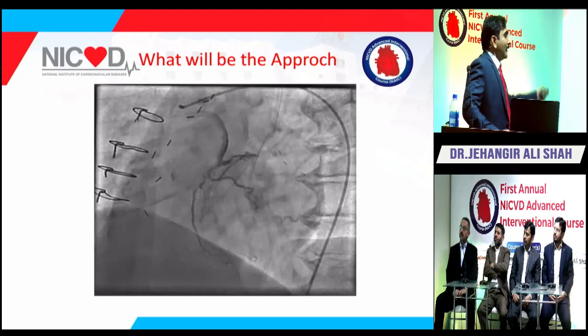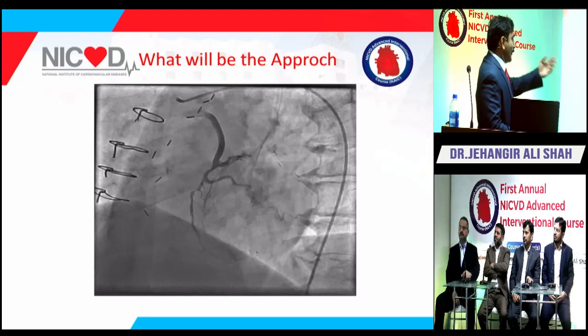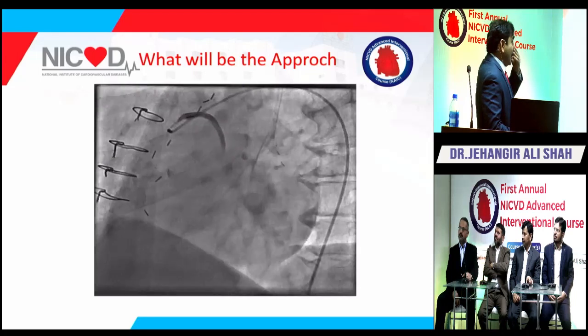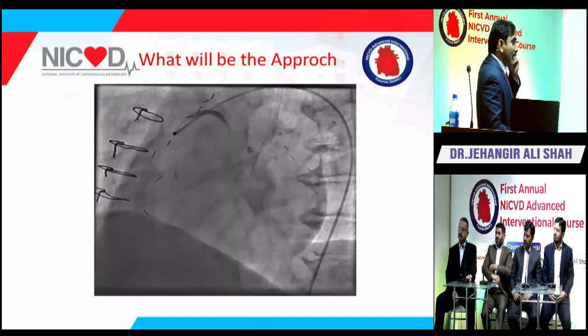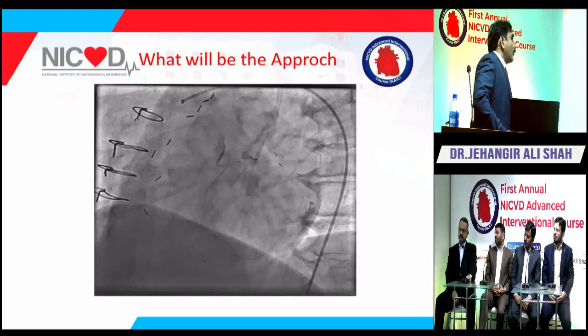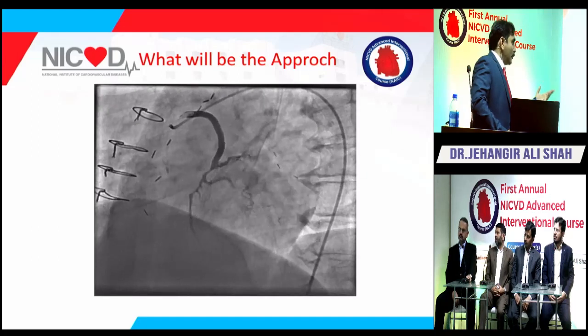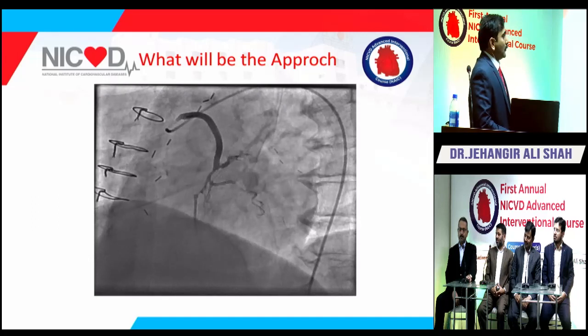So come back to the case. My question to Dr. Atif: what will be your strategy for this if you are planning for PCI to the SVG? What will be your guide selection? What will be the wire? How will you proceed? If you want any balloon pump or any other mechanical support device, how will you go?